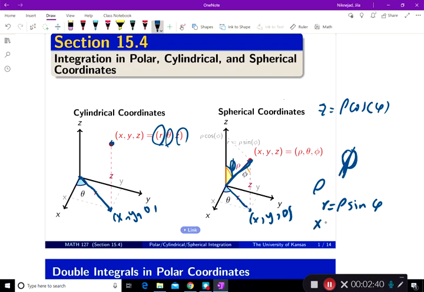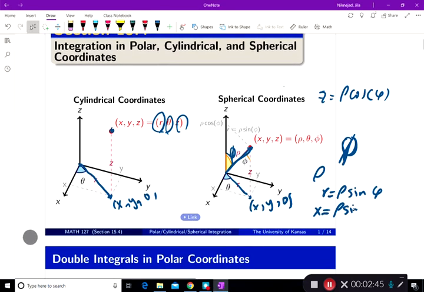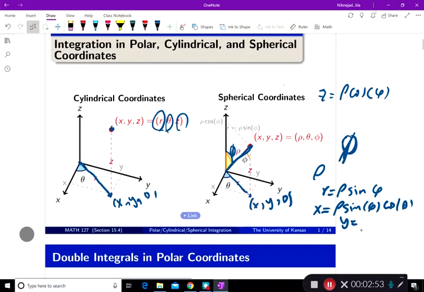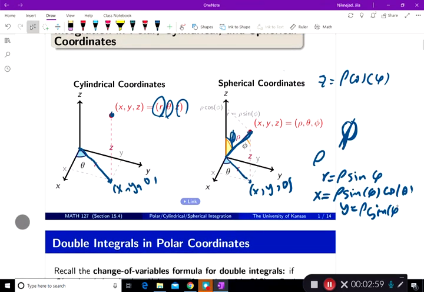Now, when you find r, then you can find the relationship between r and x and y. x is going to be r cosine theta, therefore x is equal to rho sine of phi cosine theta. y is going to be that little r times sine theta. So these are the conversion formulas that you will need. You need z, and you need x and y, which come from r being rho sine phi.